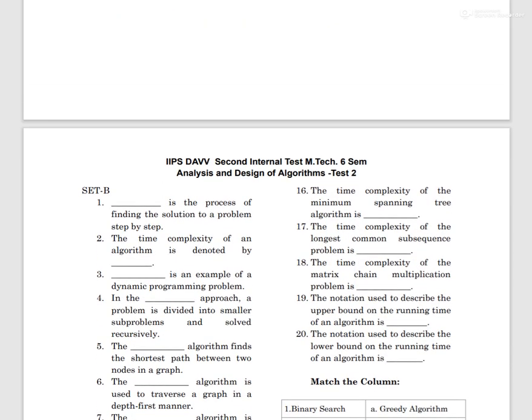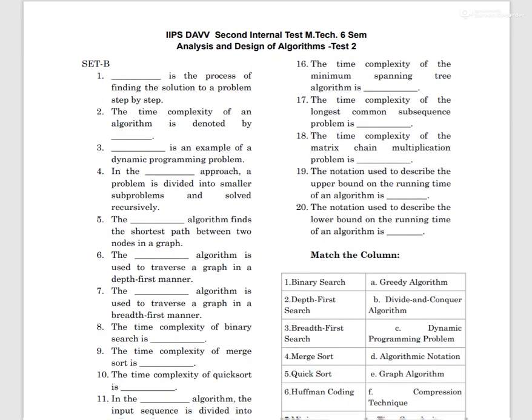Question number 16. The time complexity of the minimum spanning tree algorithm is order of m log n or order of n log n, that is similar only. So the correct answer here is order of m log n.